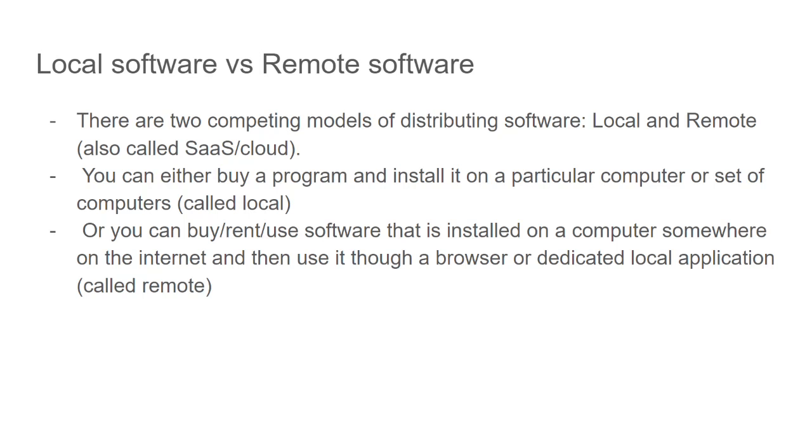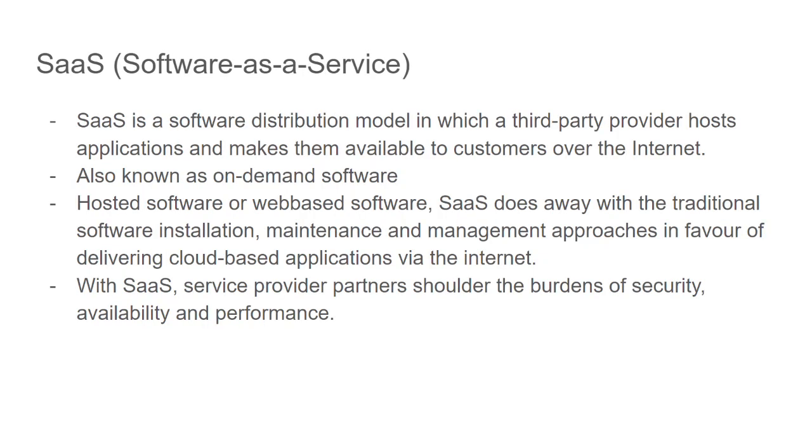Now we need to talk about local software and remote software. Local software is software which you have on the computer, and remote software is what we are going to learn as SaaS. Local and remote, also called SaaS or cloud. You can either buy a program and install it on a particular computer or a set of computers, which is local, or you can buy, rent, or use software that is installed on a computer somewhere else and then use it through the browser or a dedicated application, which is called remote. Local software, we can say, is MS Word. Remote software, one example is Netflix.